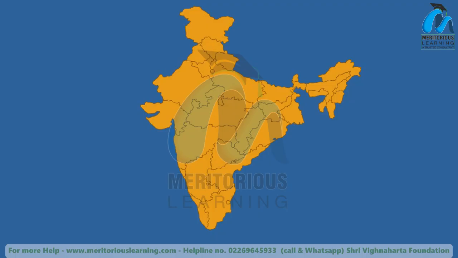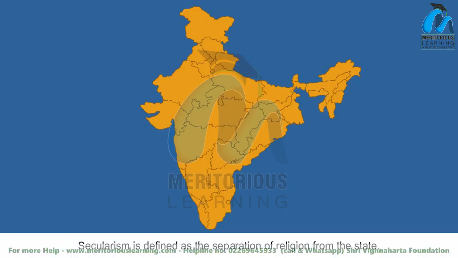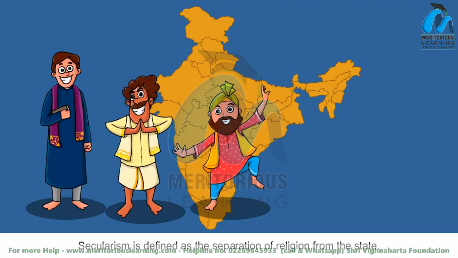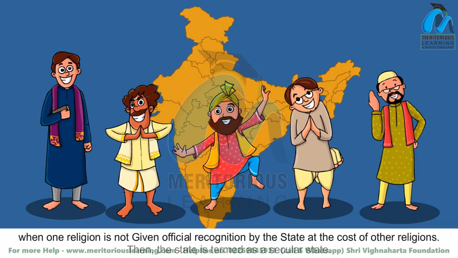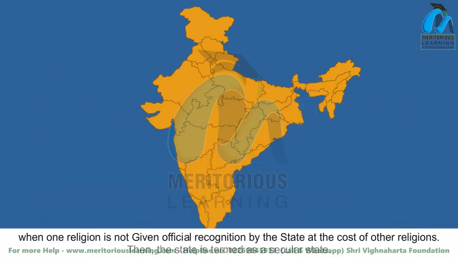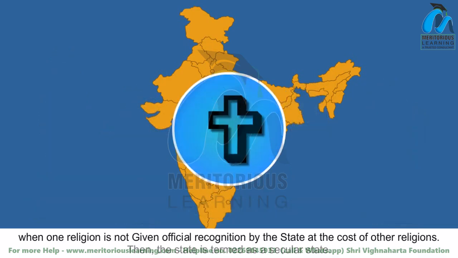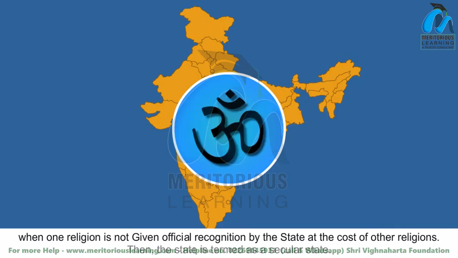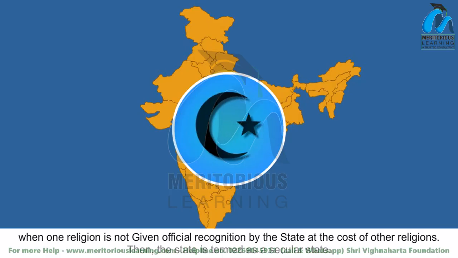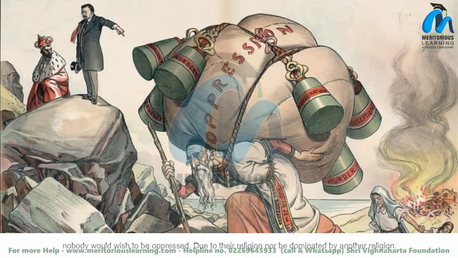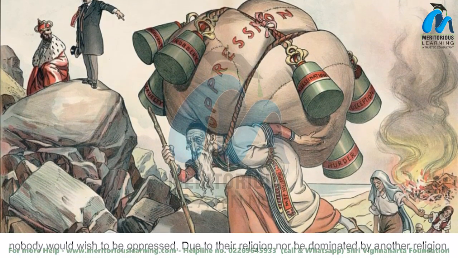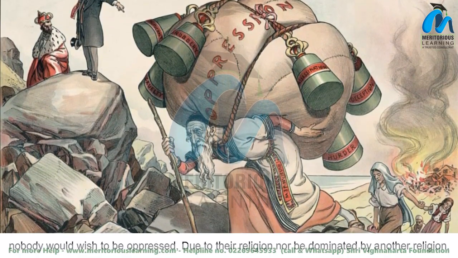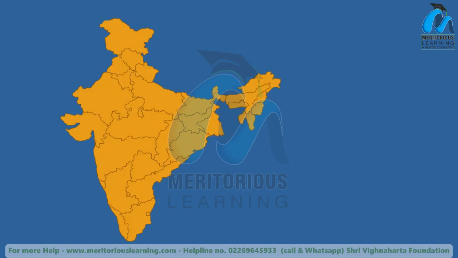Secularism. Secularism is defined as the separation of religion from the state. When one religion is not given official recognition by the state at the cost of other religions, then the state is termed as a secular state. Nobody would wish to be oppressed due to their religion nor be dominated by another religion.